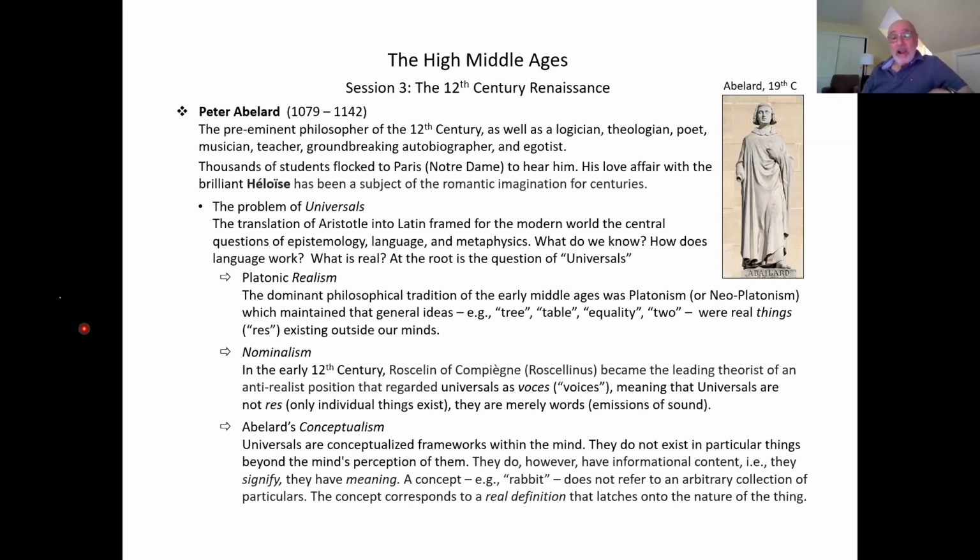So unpacking this has great implications. How does language work? What's really real? How does the mind work? Is the mind ever fooled?